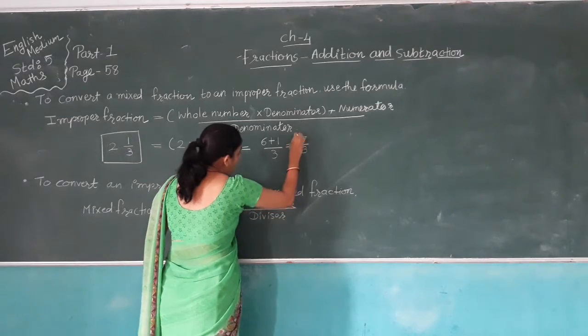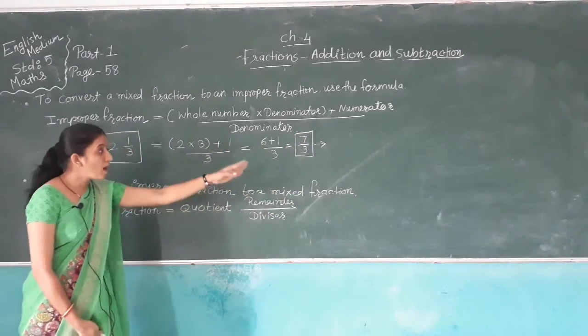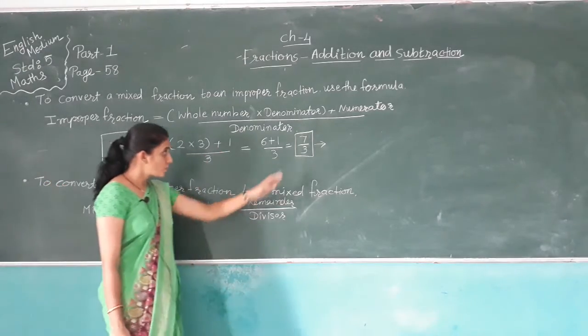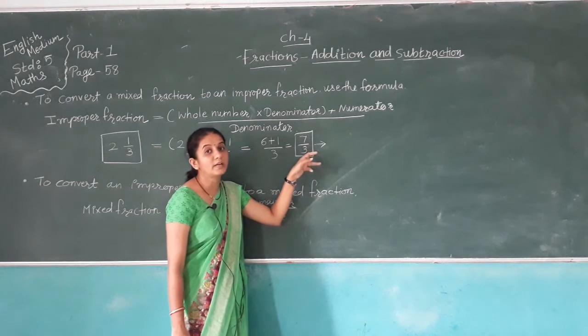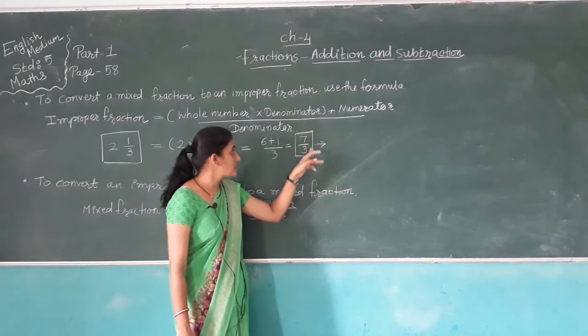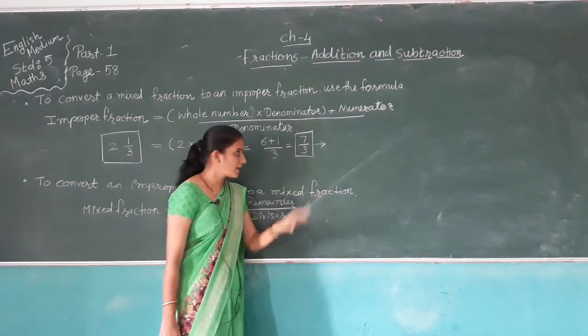These fractions are called improper fractions. Why is this fraction called an improper fraction? Because the numerator is greater and the denominator is smaller. That means this type of fraction is called an improper fraction.